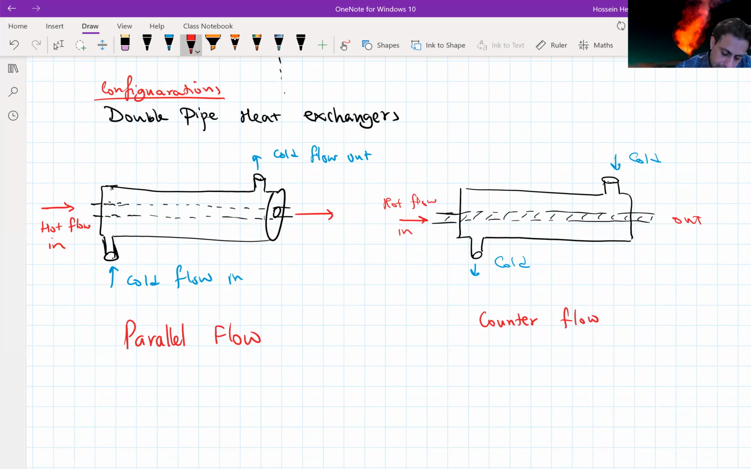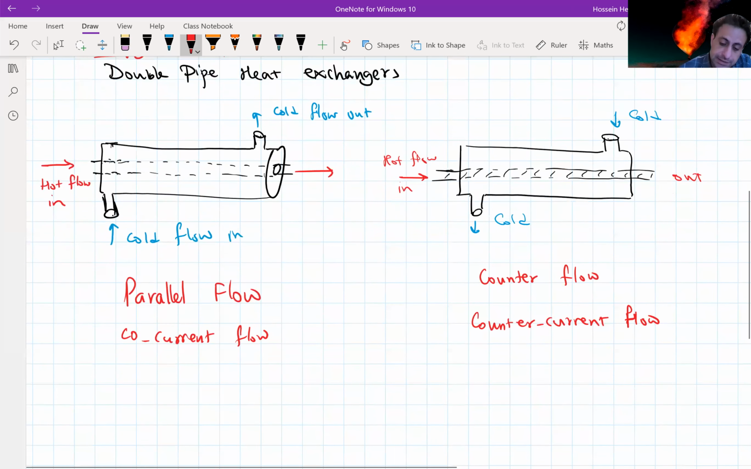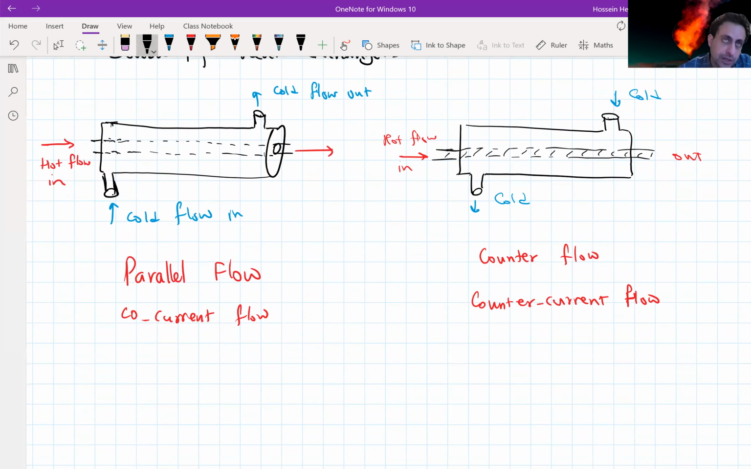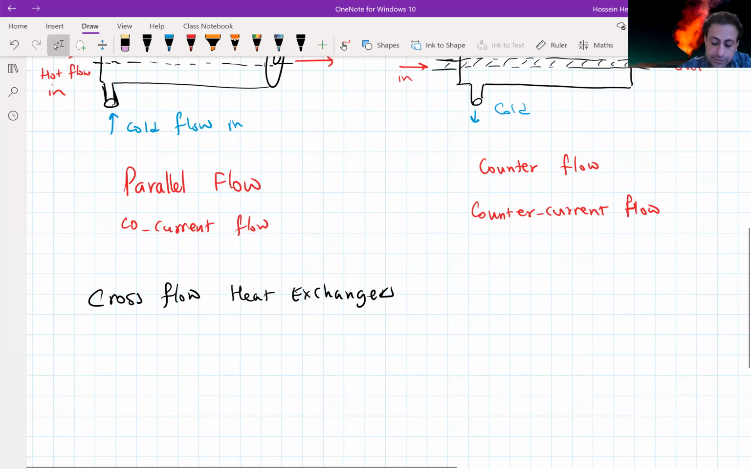The parallel flow is sometimes called a co-current flow heat exchanger, and this one a counter-current flow heat exchanger. So this is the simplest heat exchanger that we can have in terms of double pipe. The other type of heat exchangers are cross flow heat exchangers, and they have a lot of applications.